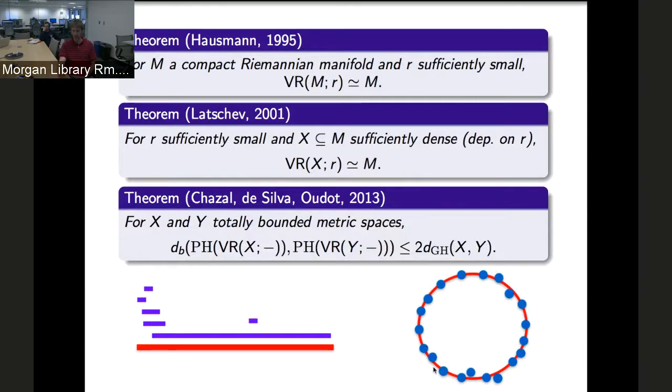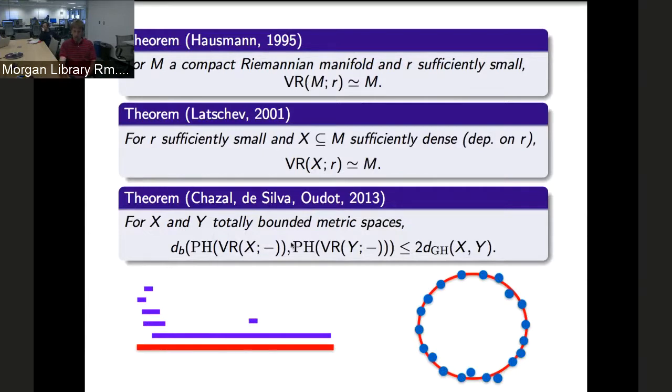Another example on this page is the red metric space Y. The red circle is again a metric space. You can compute its persistent homology. You'll get one long feature saying that as you vary the scale from a small value to a large value, you have a hole for a range of scales.